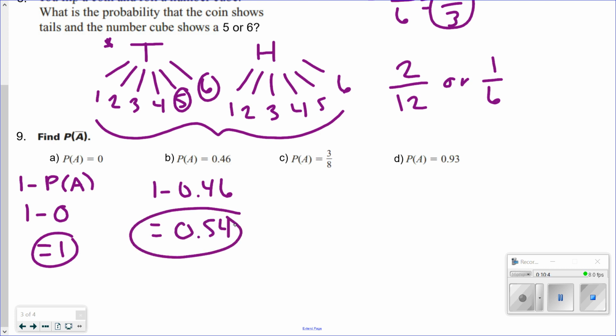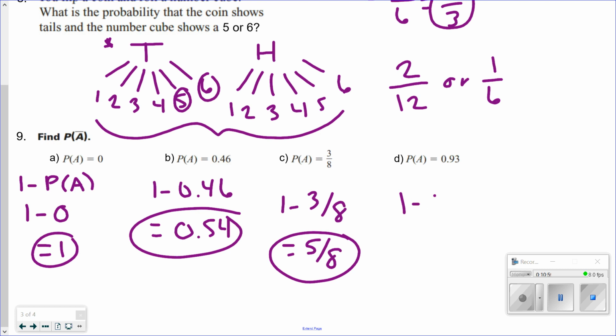Event A for part C is 3/8, so 1 minus 3/8 would give me 5/8 for my complement. And finally, for part D, the probability of event A is 0.93, so 1 minus 0.93 is equal to 0.07.